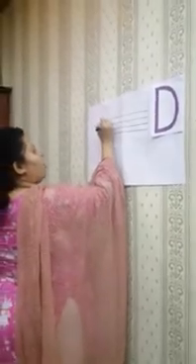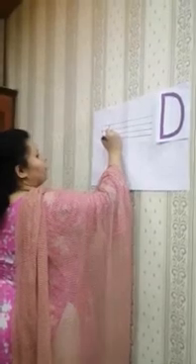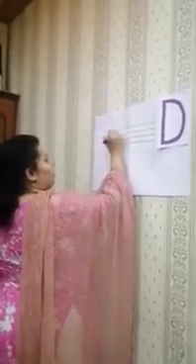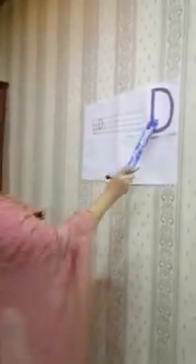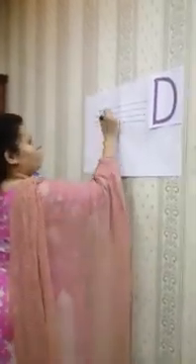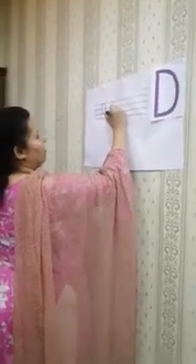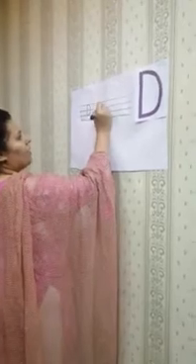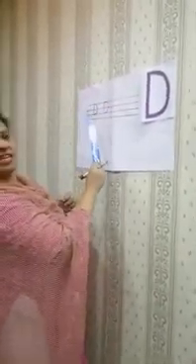Start from the top. Draw a standing line down. Go again to the top and curve to the bottom. This is capital D. This is capital D. Once again, start from the top, draw a standing line down, go again to the top and curve to the bottom. This is capital D.